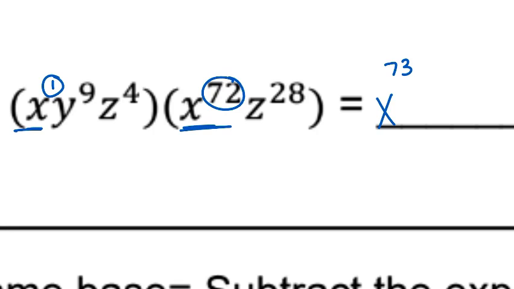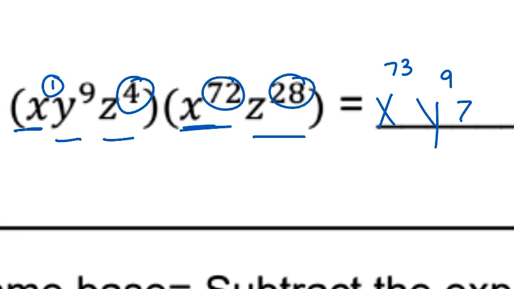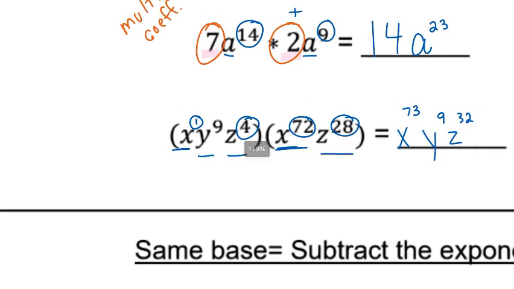Okay, now look for another like base. Well, I need to go kind of in alphabetical order. So I'm going to go y next. Does y have anything else? No, no like bases. What about z's? Yep. 4 and 28. 32. There we go. Yep, you got to add them.